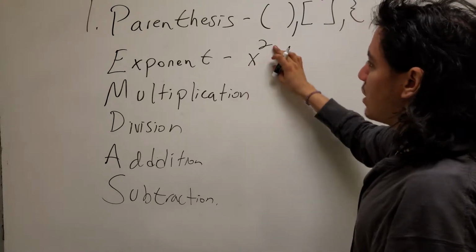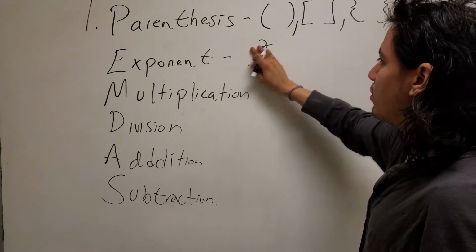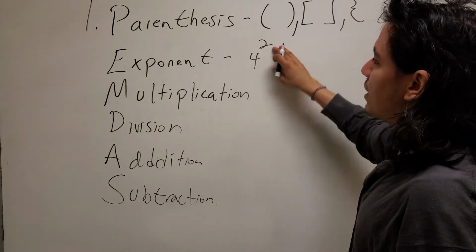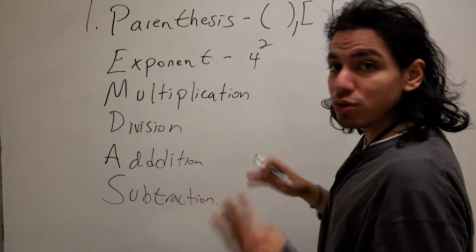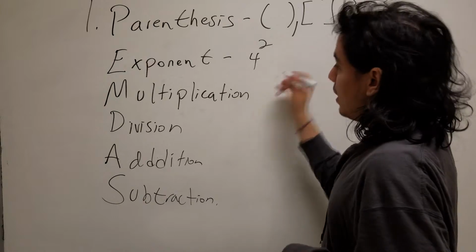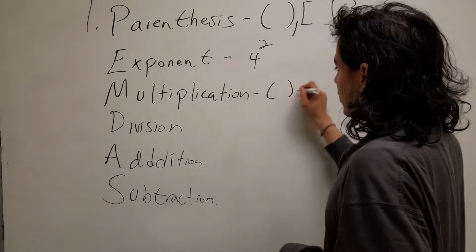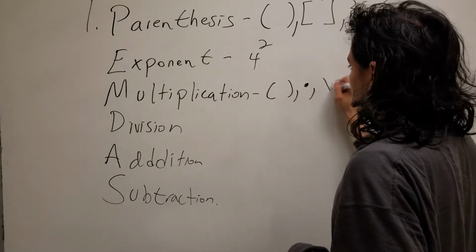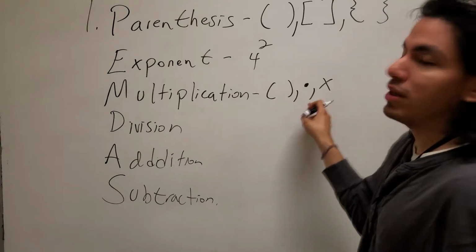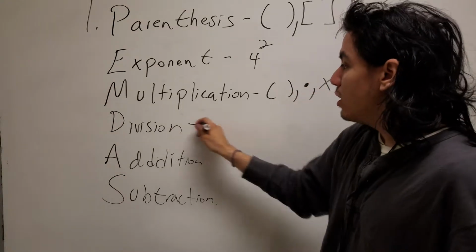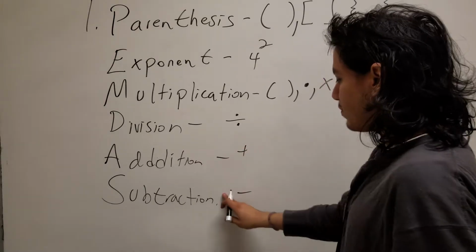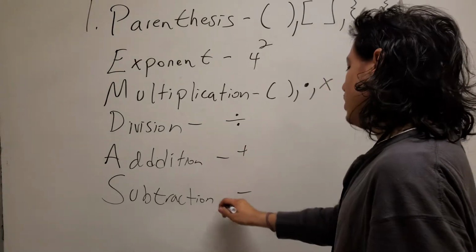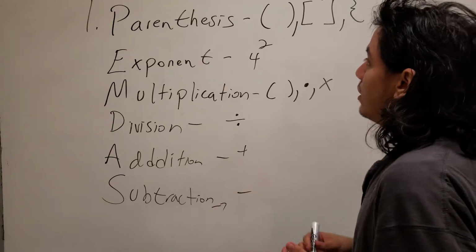Obviously exponents, I just put X here, or I can put any number, it doesn't matter. The point is, anytime you see exponents, that's the next one you're going to do on the list. And never forget, multiplication could mean parentheses, the dot, or the X. One of these three things could mean the multiplication, then division, and then you have addition, and then subtraction. Put a little arrow here for that.